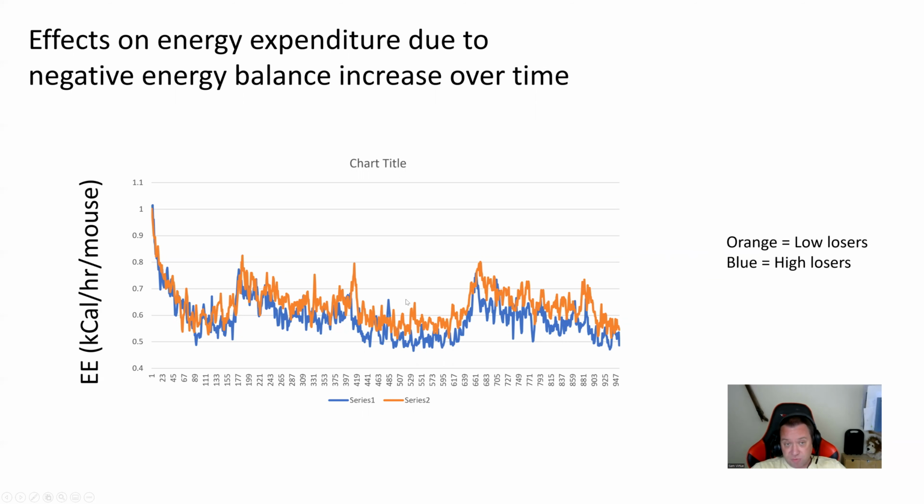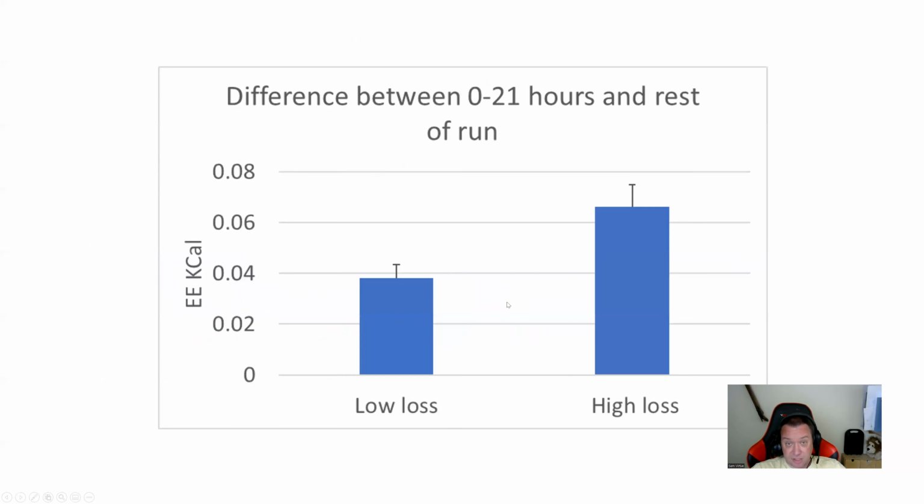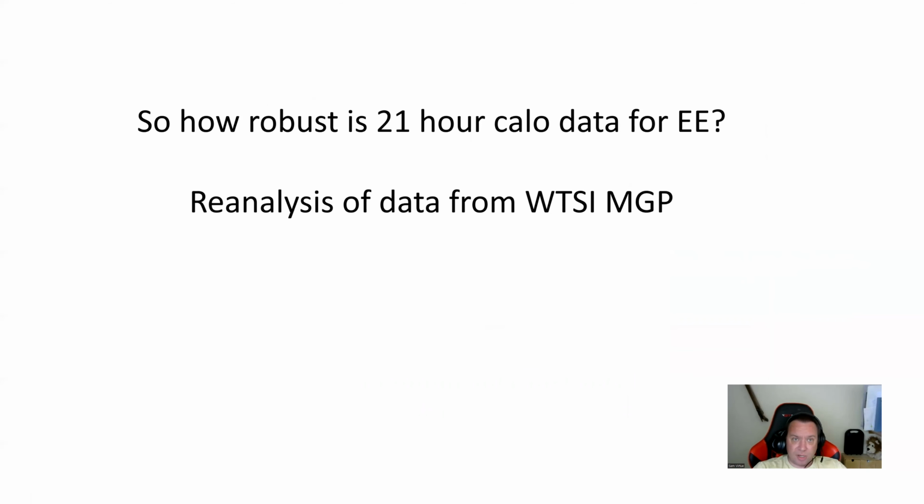And actually, if we split this run into the first 21 hours and then the rest of the run, what you can see is that the differential in terms of the 21 hours versus the rest of the run, for the low losers, they're fairly similar. There's a 0.04, but that differential in terms of how much energy the mouse expended between the first 21 hours and the rest of the run, when we look at the high losers, actually increments to 0.07 joules. So in other words, the longer you are running the calo, the more the negative energy balance is coming into play. And so then the question is, how robust is 21-hour calo data for energy expenditure?